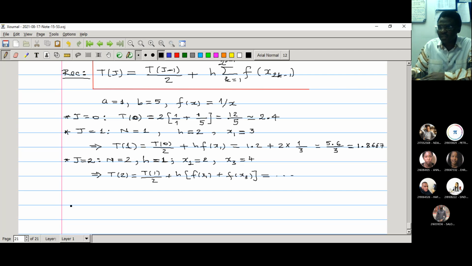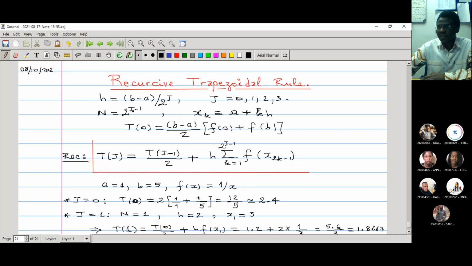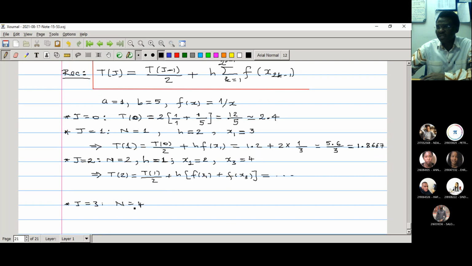And similarly, let's do J equal to 3, the last one. So what will be the value of N when J is equal to 3? It will be 4, right? N is 4, isn't it? Here, we take 3 minus 1, 2. 2 squared is 4. So we are here. And now what is the value of H? H will be 1/2, which is 0.5. That is our H.